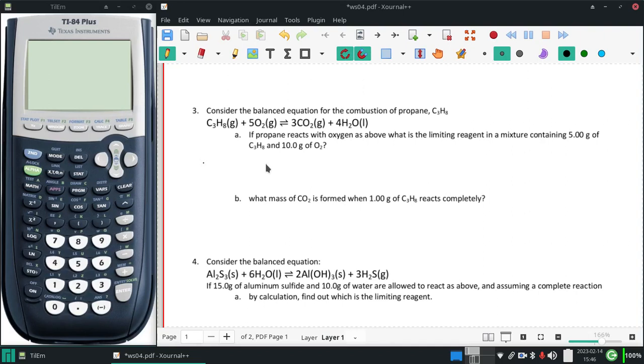Okay, we're looking at question number 3 here. It gives us a balanced equation. Part A says if propane reacts with oxygen as above, what is the limiting reagent in a mixture containing 5 grams of C3H8 and 10 grams of O2?